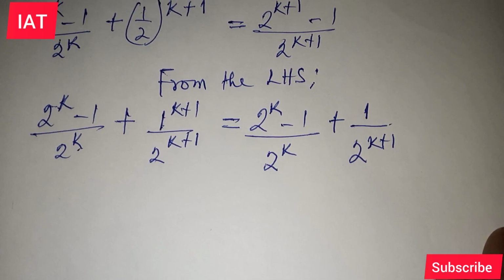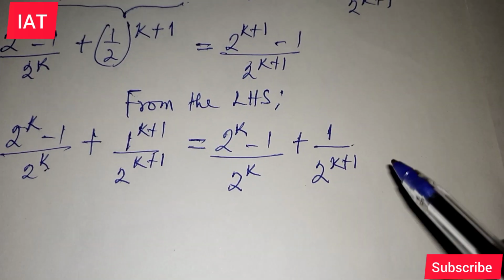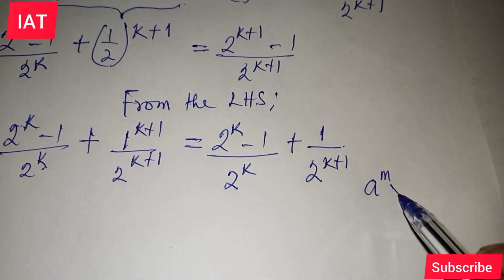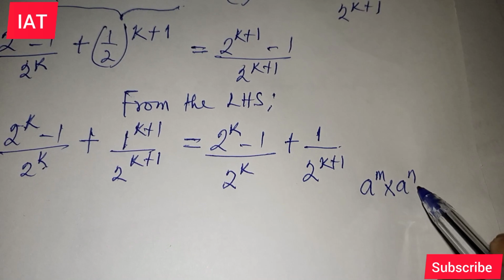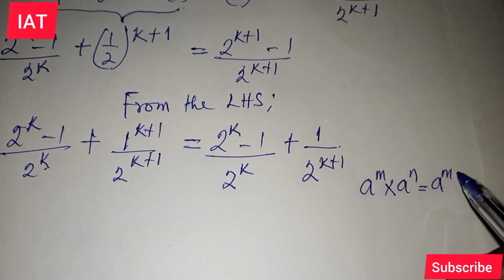All right, let's make more deductions, but there's something I want you to take note of. According to the product rule of indices, if you have a to the power of m times a to the power of n, notice that whenever the base is the same, you just take one of them and add the powers.